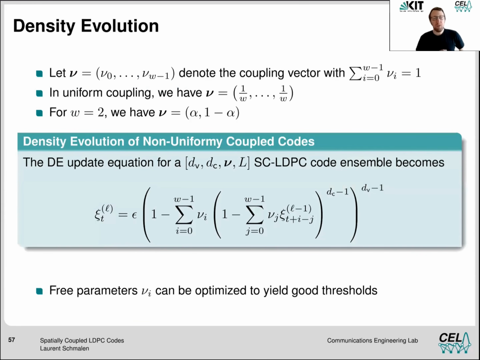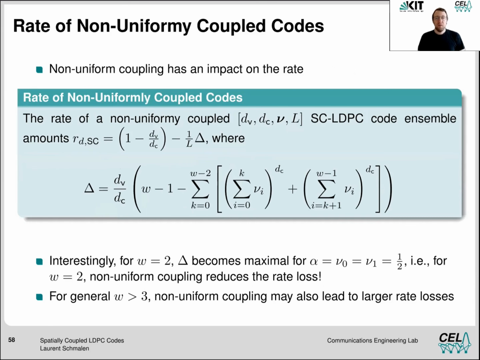Okay, so then we can also write an update equation. Now this filtering that we have in the update equation is not weighted by 1 over W, but by a weighting vector nu. This is just alpha and 1 minus alpha if W is equal to 2. We can also calculate the rate. And interestingly, we can also improve the rate loss. For W equals 2, the rate loss becomes maximal if we do the uniform coupling. If we do the non-uniform coupling, we can actually improve on our rate.